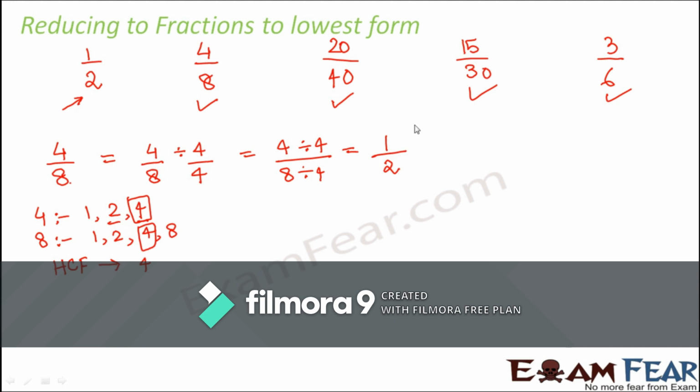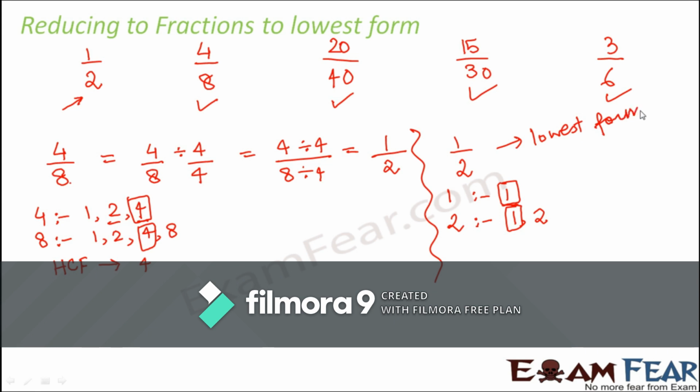Now do you think that 1 by 2 can be reduced to any lower form? Let us try to check. So 4 by 8 is done. Let us check if 1 by 2 can be reduced further. What are the factors of 1? It is 1. And what are the factors of 2? 1 and 2. So when you look at it, they have only one common factor, and that is 1. Other than 1, they do not have any common factor. Therefore, they cannot be reduced further. So 1 by 2 is in its lowest form.